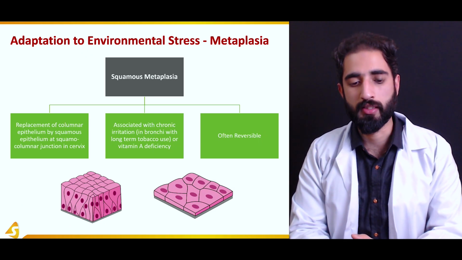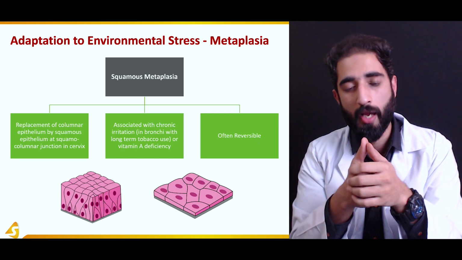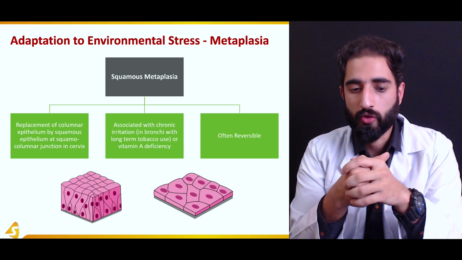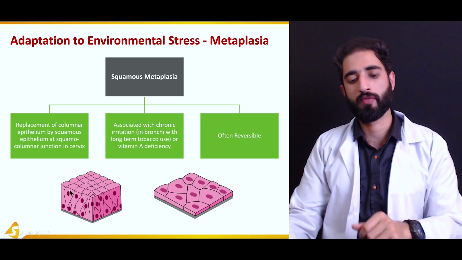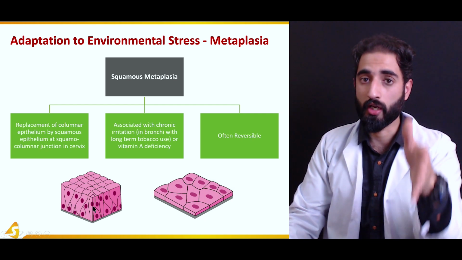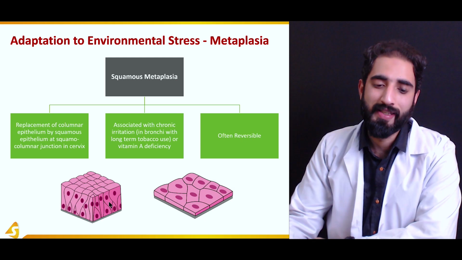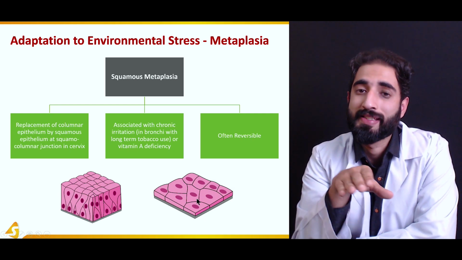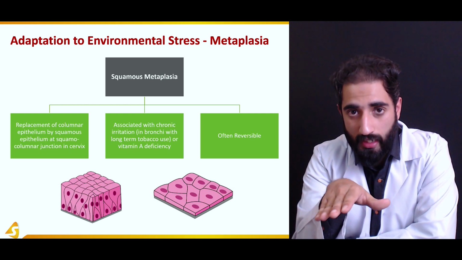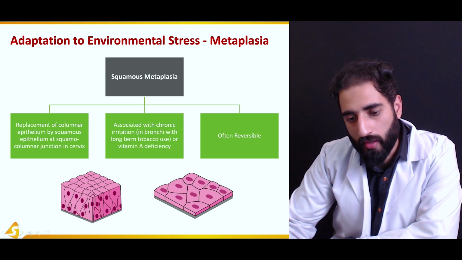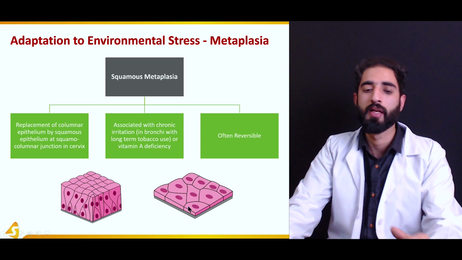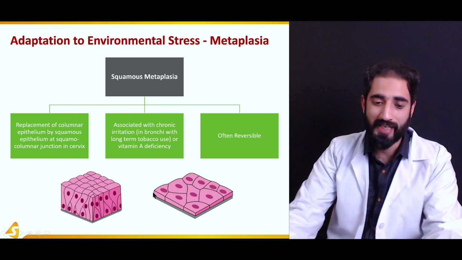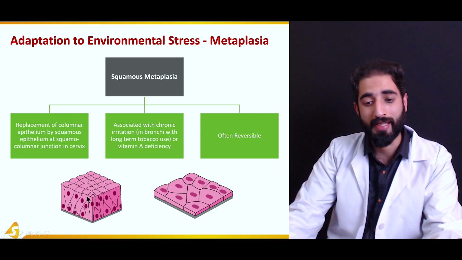In squamous metaplasia, there is the replacement of the columnar epithelium by squamous epithelium at the squamo-columnar junction in the cervix. So what is columnar epithelium? You can see this figure here. The cells are arranged in a columnar fashion longitudinally. This is columnar epithelium, and this here is the squamous epithelium, in which the cells are arranged in a flattened state. These cells are very flat, and they are not columnar or longitudinally arranged. This is the example of metaplasia, and it is known as squamous metaplasia. So this type of tissue is replaced by this type of tissue.